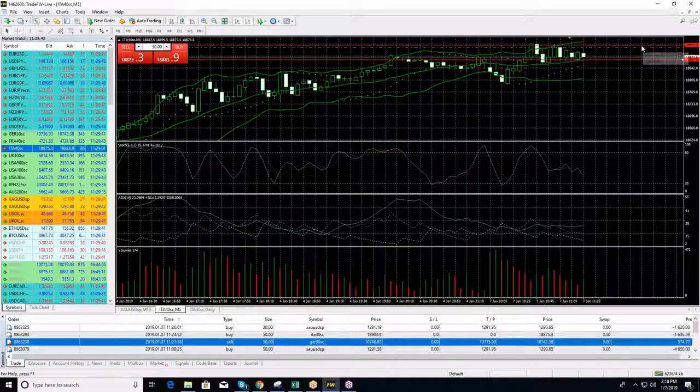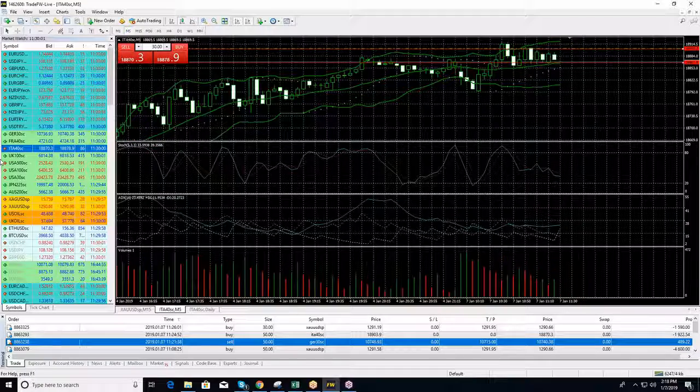Let me see. So it will come here to this level and reverse back up. So when it comes to that level, we go long again and we will get it. Let me put the pending order at that level. There we go. We are almost there.